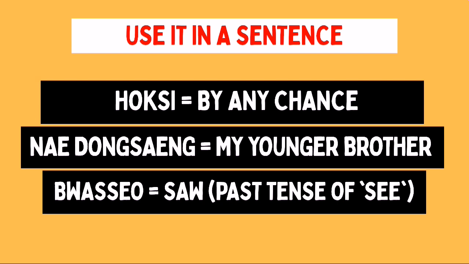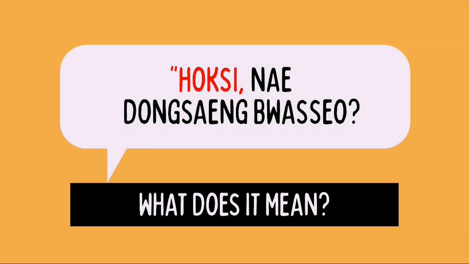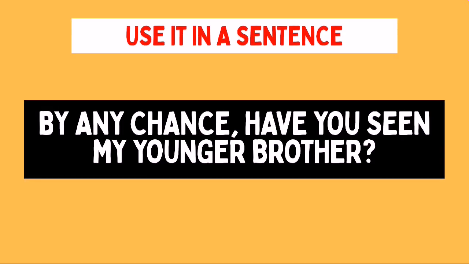The last part of the sentence is 보았어. In English, it means saw or the past tense of seeing. So if these three parts are combined literally, it will result to a sentence that means, by any chance, did you see my younger brother? Or we can say that in English, we can translate this as asking, by any chance, have you seen my younger brother? So it's all about asking the possibility of someone seeing your brother. So if we will go back to the example sentence at the start of the video, we already know by now that the meaning of the sentence 혹시 내 동생 보았어 is simply asking, by any chance, have you seen my younger brother? And with that, you've just learned 혹시.